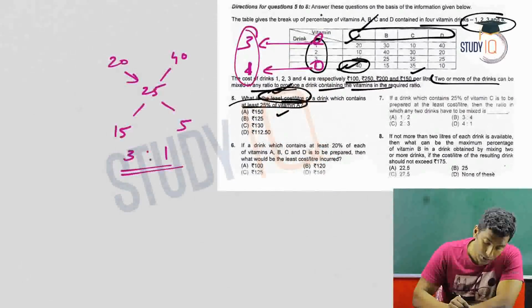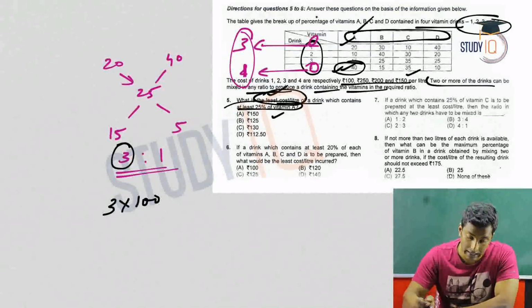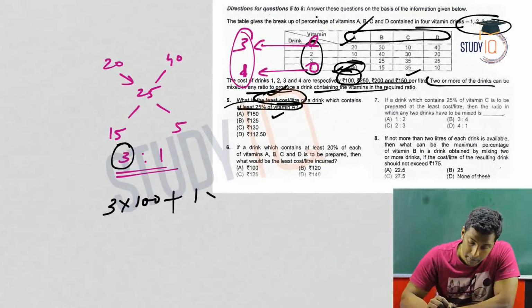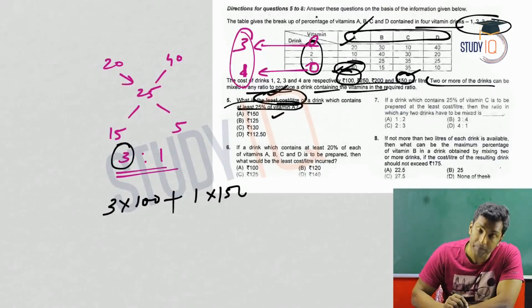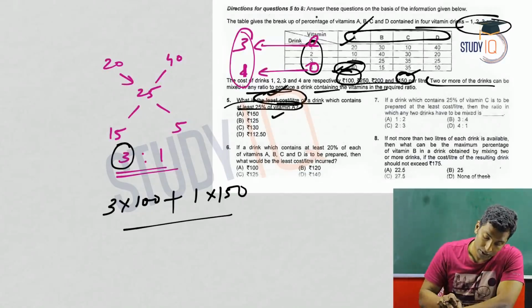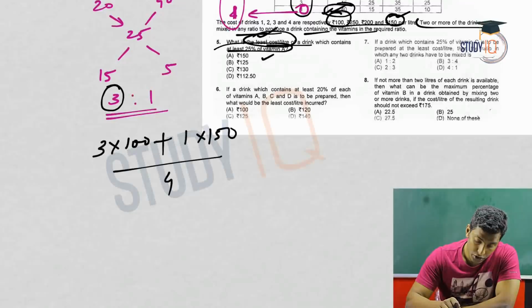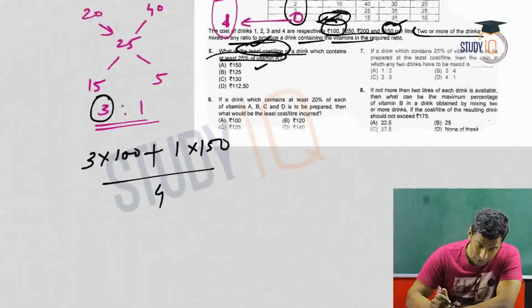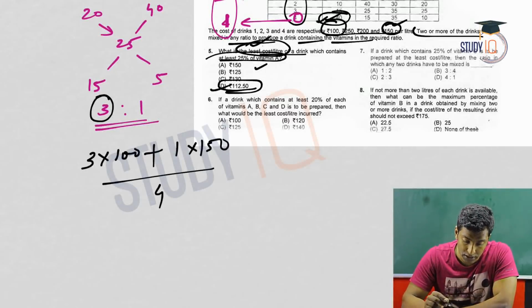What will be the cost? So 3 of drink 1. So 3 multiplied by 100, because 100 is the cost of drink 1, right? Plus 1 multiplied by 150 because that is the cost of the second drink, divided by 4, 3 plus 1 which is 4. So 300 plus 150, that is 450 divided by 4, you will get your answer, right? So the answer for this question is 112.5, because 450 divided by 4 is 112.5, right? So the answer for this question is D for Delhi. I hope this is clear for all of you.